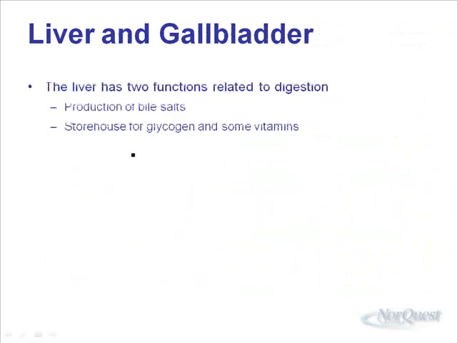So the liver and gallbladder, these are two accessory organs. Along with the pancreas, which is also an accessory organ. The liver has two functions related to digestion. One is the production of bile salts. The other is it's a storehouse for glycogen and some vitamins.